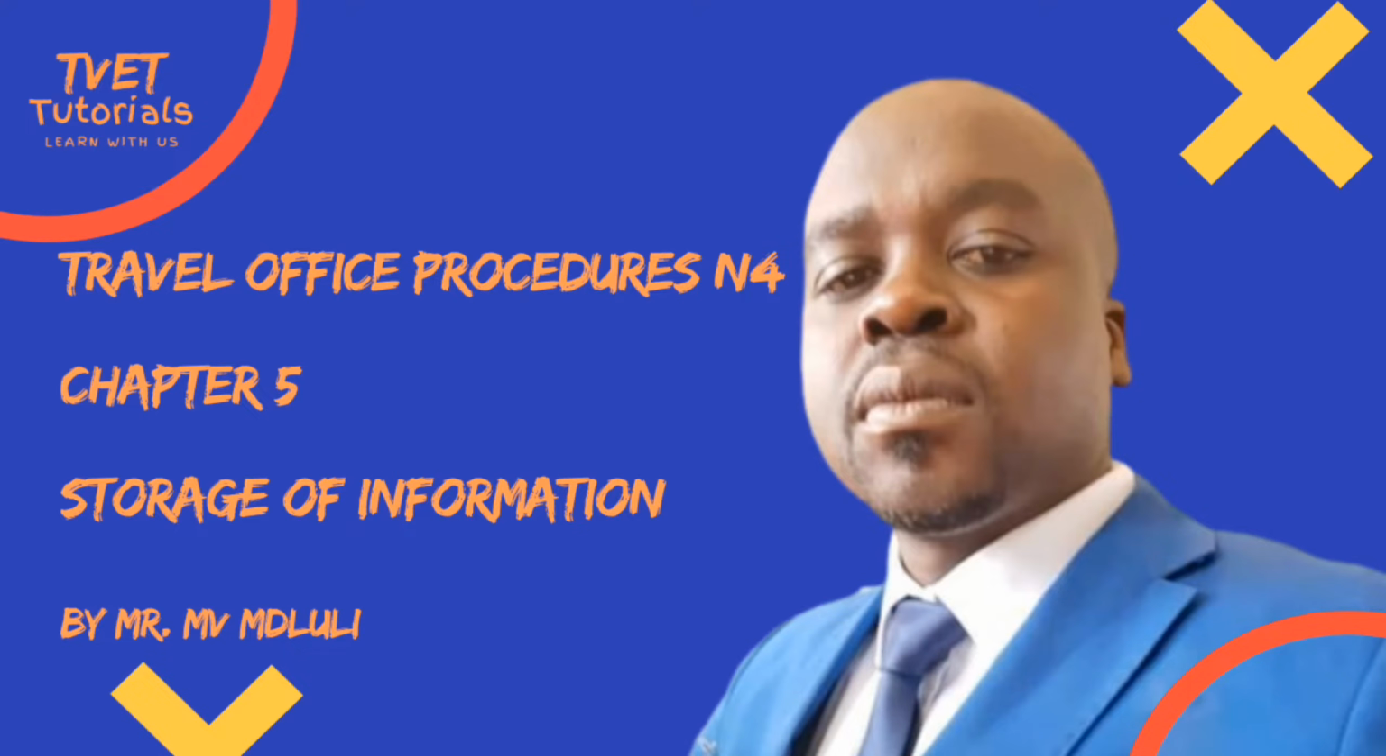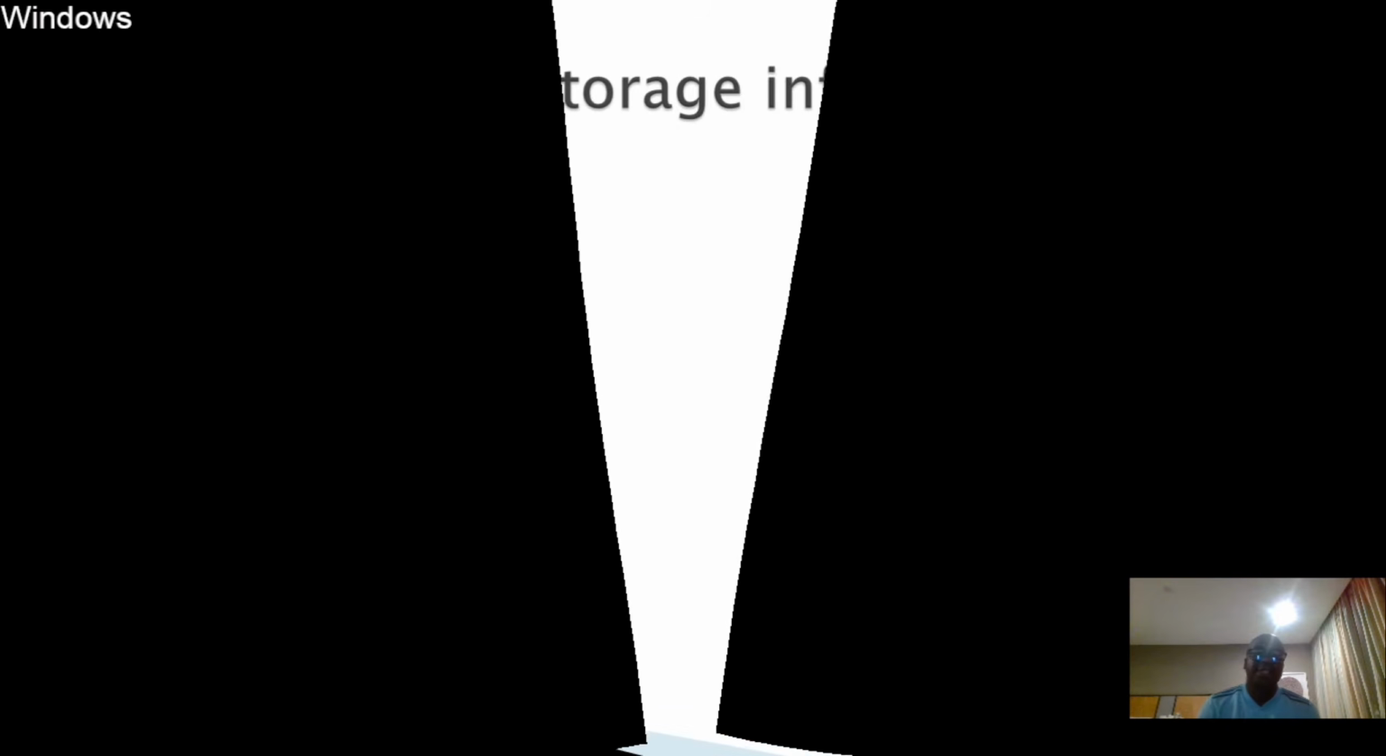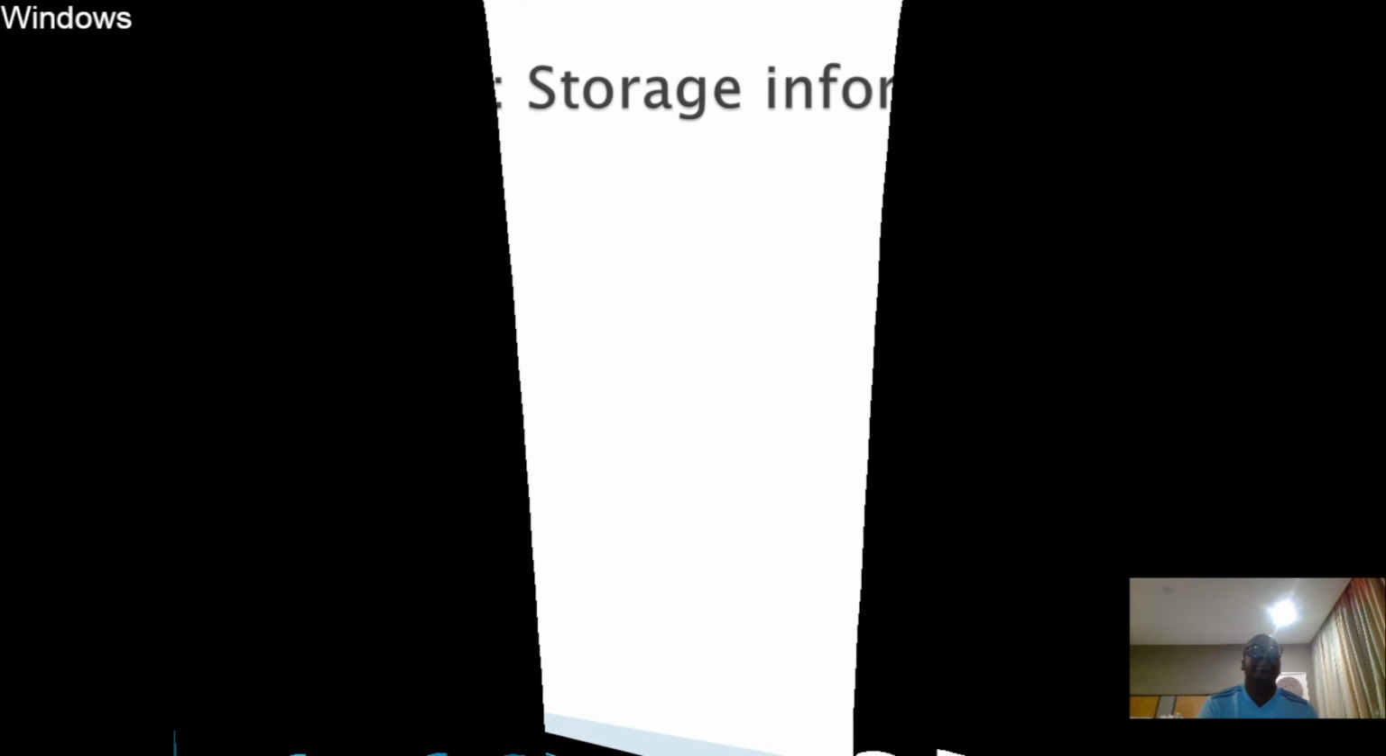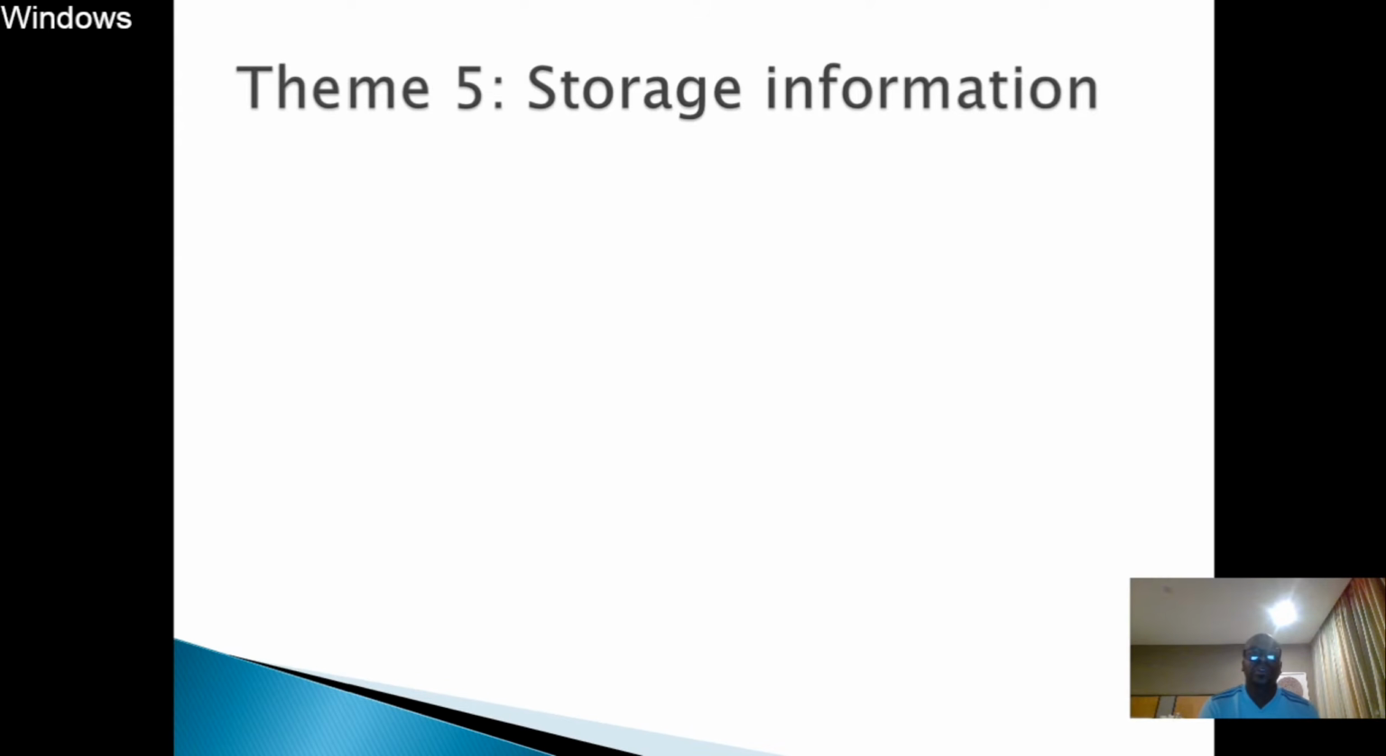I'm Mr. Mdluli MV. Today we're going to be doing travel office procedures, chapter number 5, which deals about storage of information. This chapter will assist us in knowing how to store information, where to store, what to use, how to arrange information.